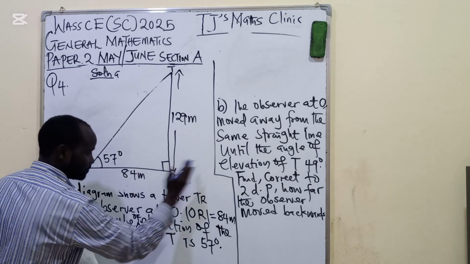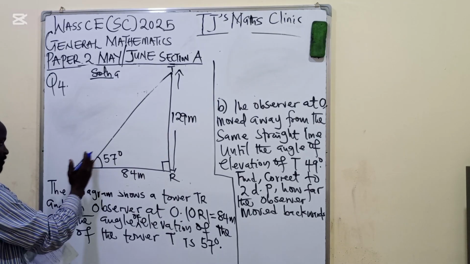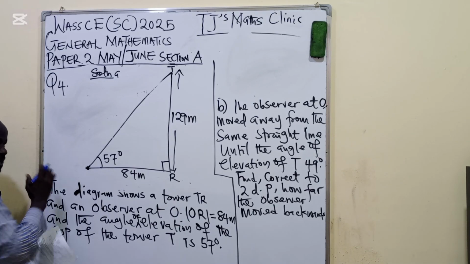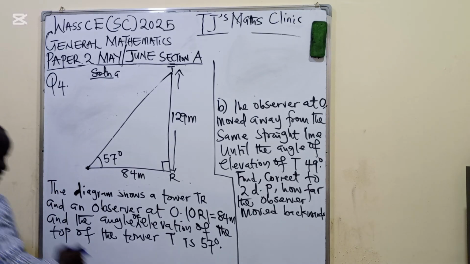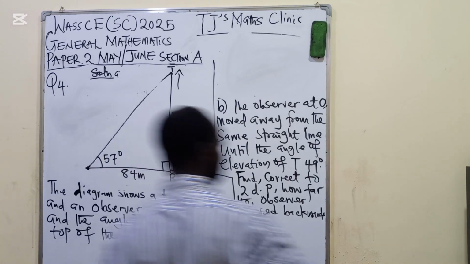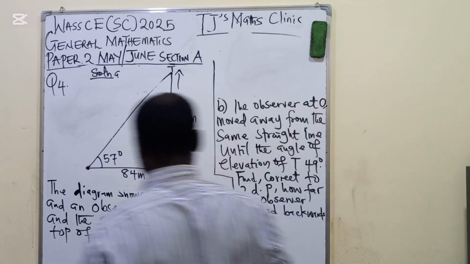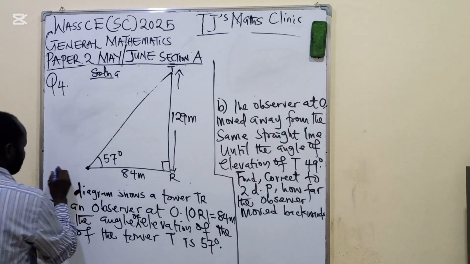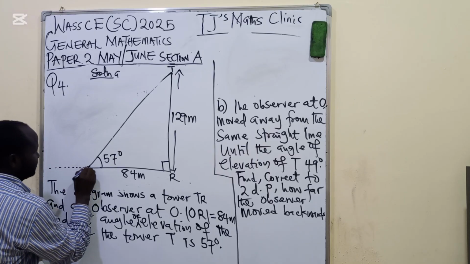So moving this way will be to the right. Moving this way will be backward. Backward means when you move to the right. Like if I'm here, if I move this way, this is forward and this is backward. So I'll have a line like this.